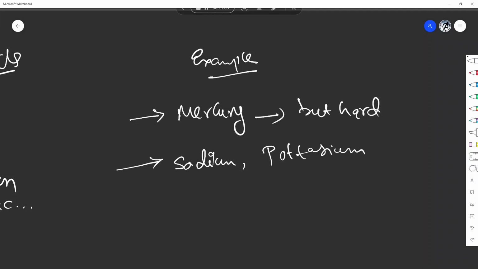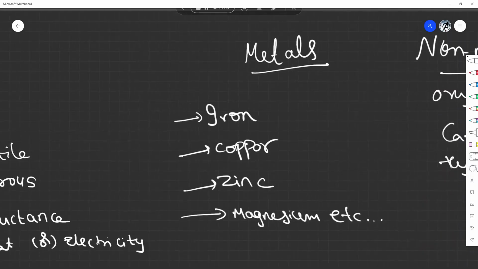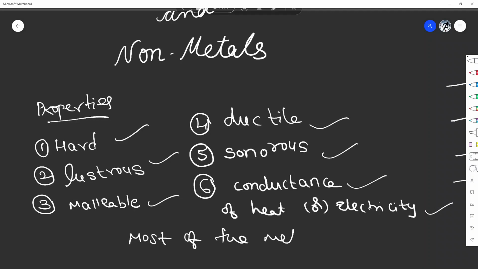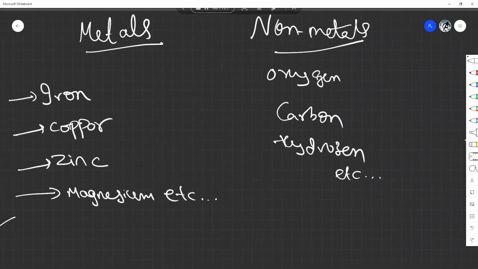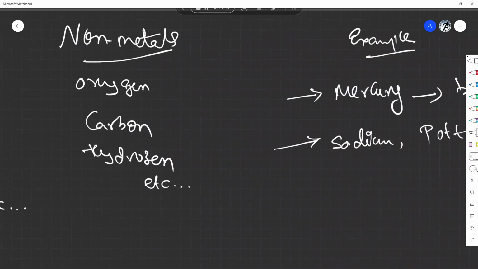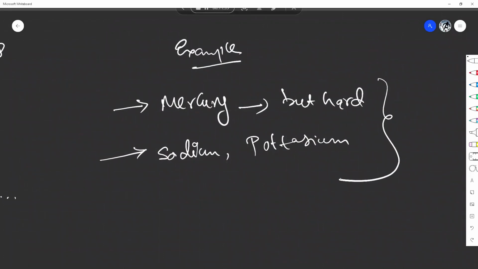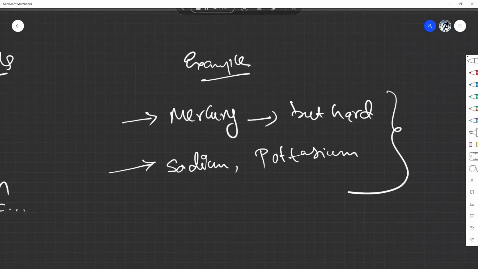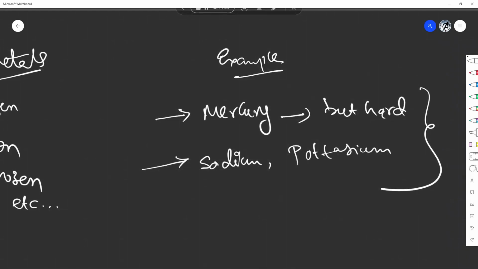That is the reason the six basic properties which we discussed earlier, which differentiate metals and non-metals, are applicable for most of the metals but not for all. As the majority of metals have these properties, we are discussing them, but there are exceptions as well. Mercury, sodium and potassium are examples of exceptions where some metals may not possess all the properties which we have discussed.